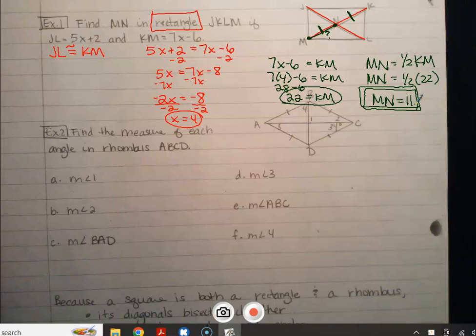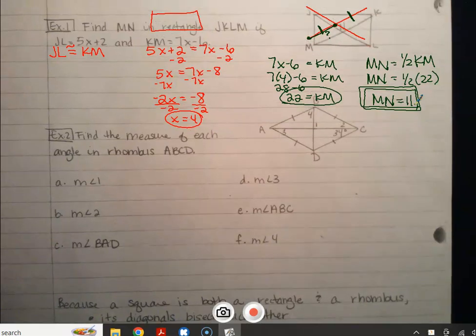Let's look at example 2 then. Find the measure of each angle in rhombus ABCD. Okay, I'm going to move this down a little bit. So find the measure of each angle in rhombus ABCD. So we've got angle 1 here, angle 2, angle 3, angle 4, and this angle, DCA, is 34 degrees.